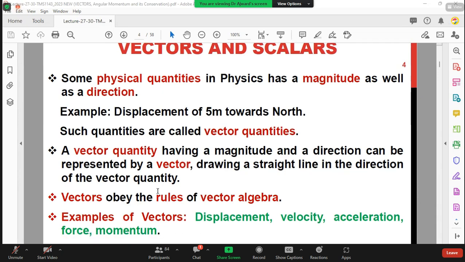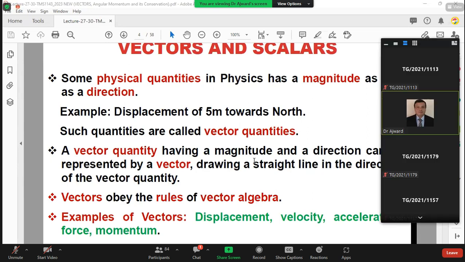So vectors follow the rules of vector algebra. You cannot just add vectors like you add just some numbers. You have to use vector algebra.